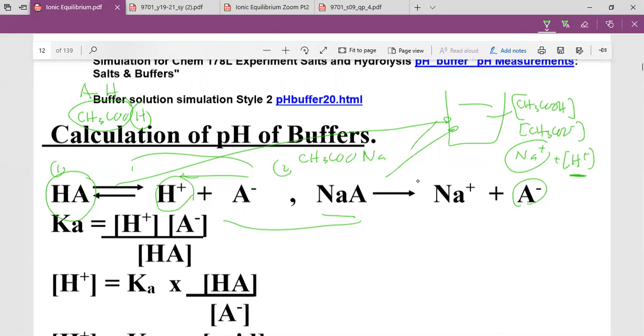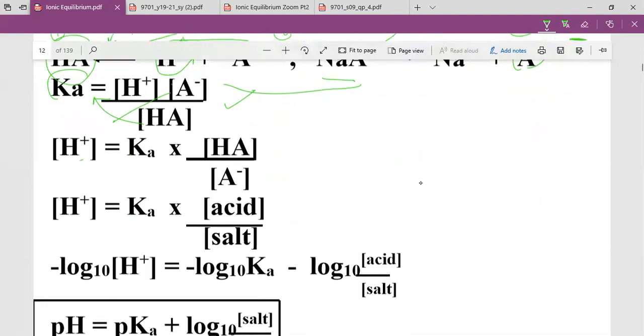Now, to find the equation to do calculation on the pH of a buffer, remember, you have to go back to the original Ka here. You can only use Ka because it's the only one that is reversible; the salt is not reversible. So Ka is equal to the concentration of H plus times A minus over HA. So you bring it up here, you bring it down here, you get H plus equals Ka, and so forth. Remember, this whole equation here is the constant of your whole buffer solution. Understand now?